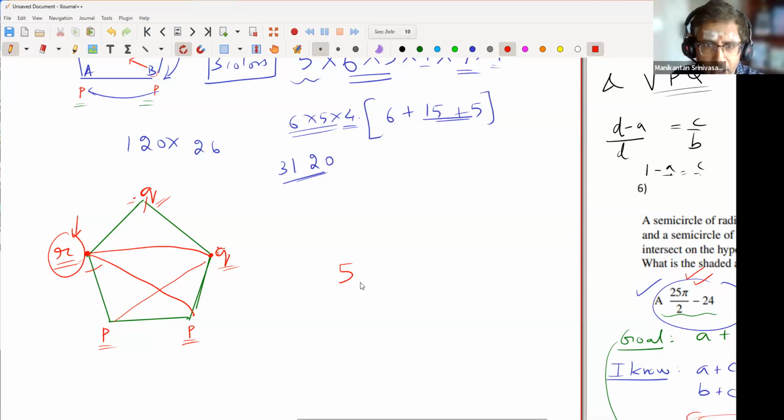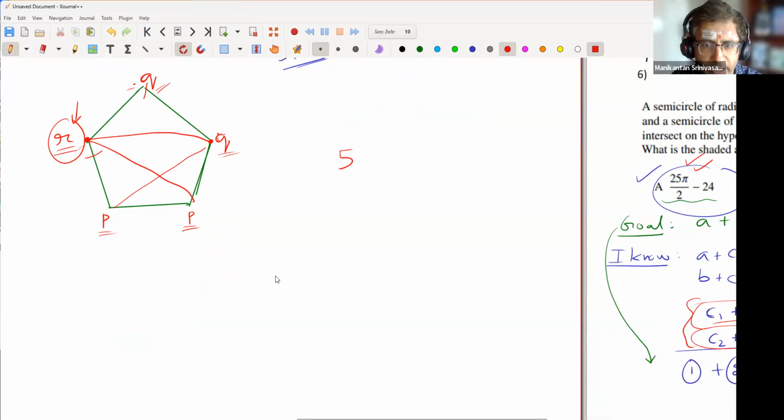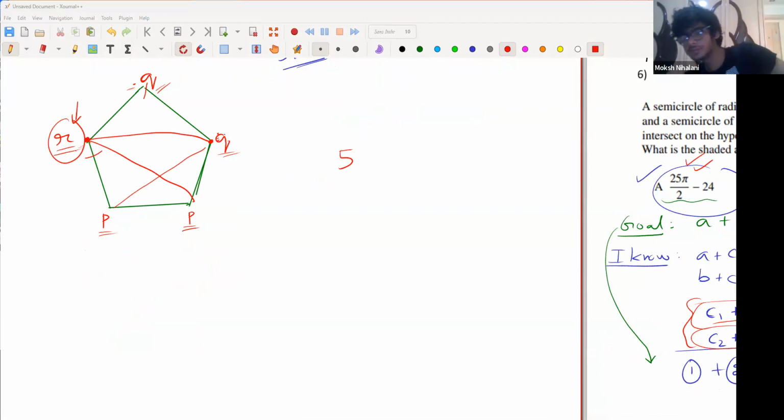Cool, no problem. Okay, so we're just done with this question. Let's stop here and then we can start with the second question set next week. I'll give one more set for this week. Okay. Overall, I think, yeah, go ahead, Moksh.